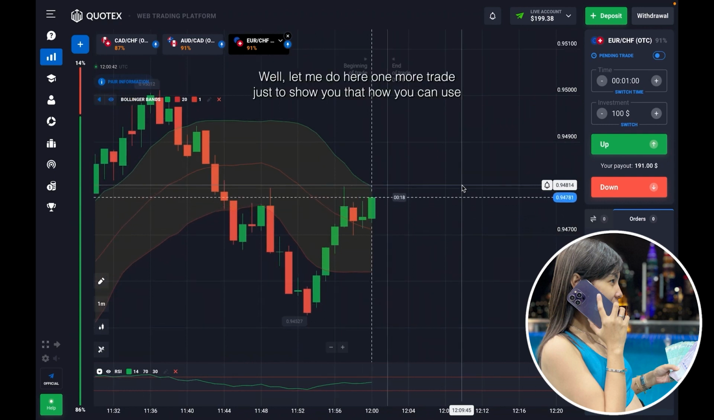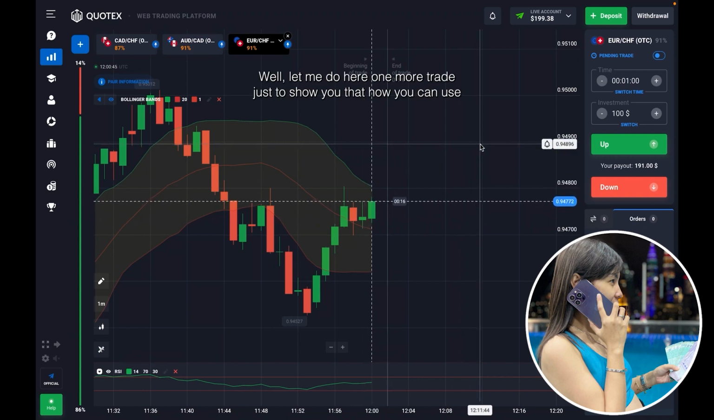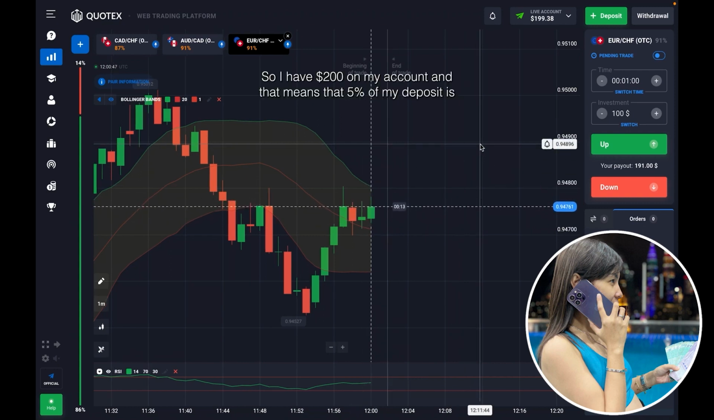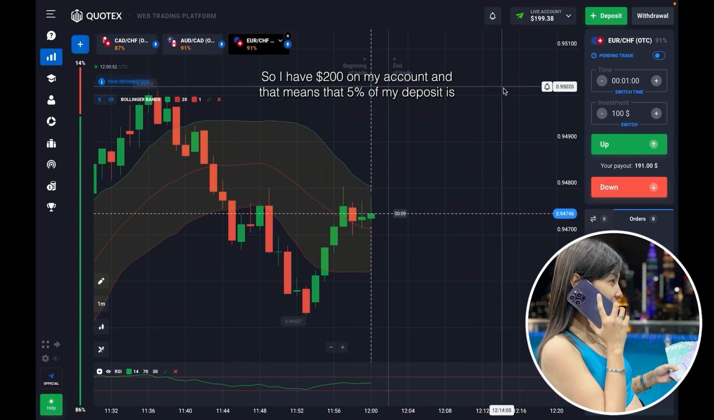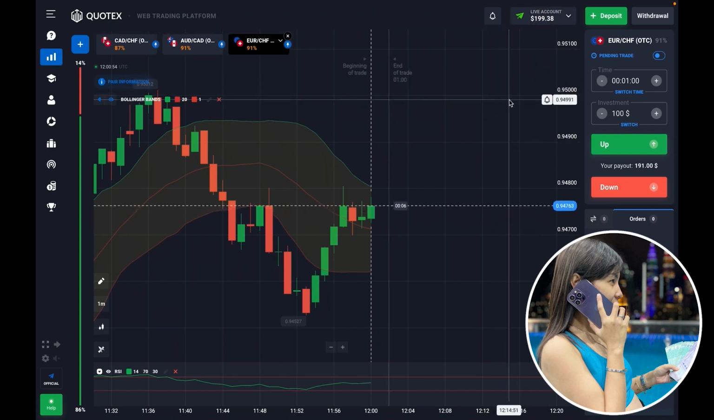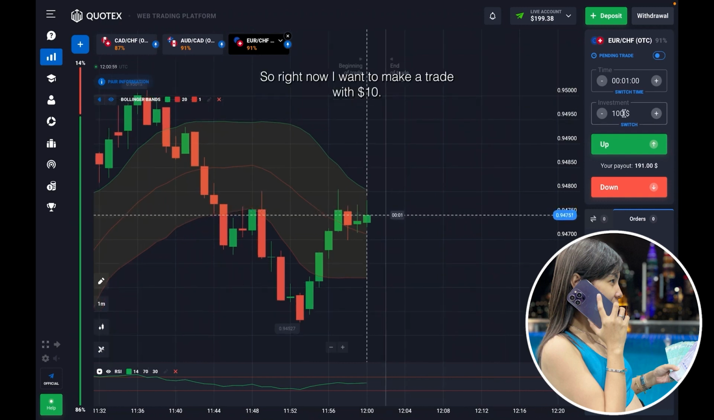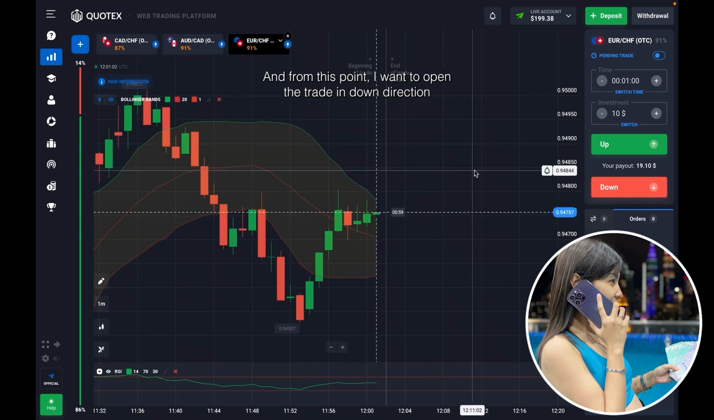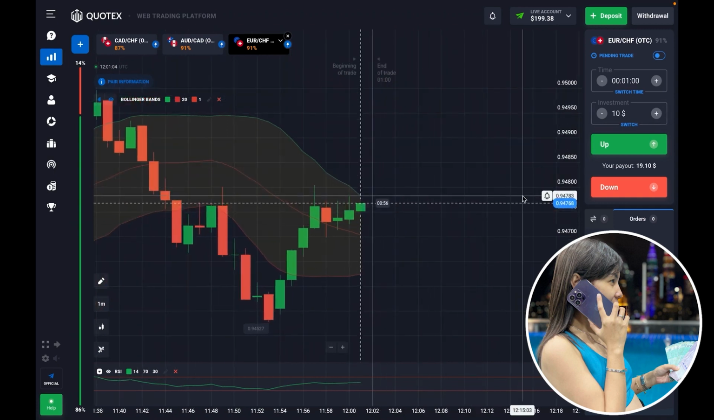So let me do here one more trade just to show you how you can use money management rules. I have $200 on my account, and it means that 5% of my deposit is just $10. So right now I want to make a trade only with $10, and from this point I want to open a trade in down direction right now.